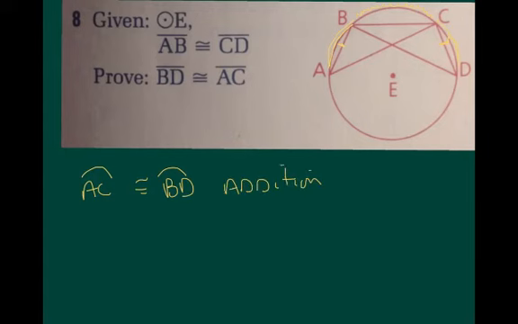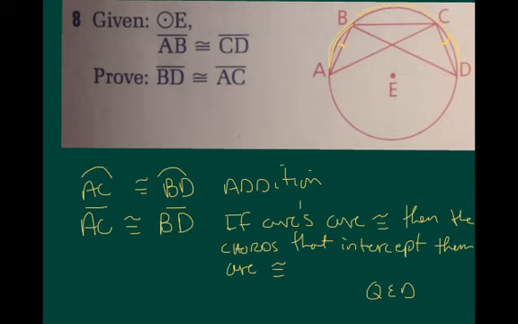Now, as we just learned, if arcs are congruent, then chords are congruent. So therefore, AC is congruent to BD. And that leaves us having proved the conclusion.